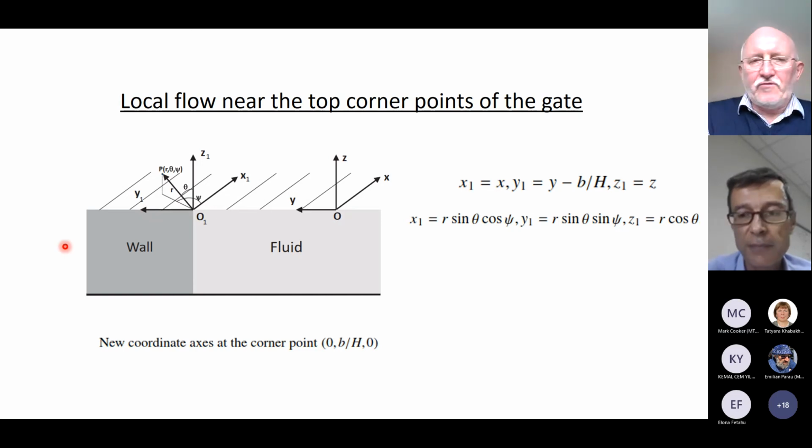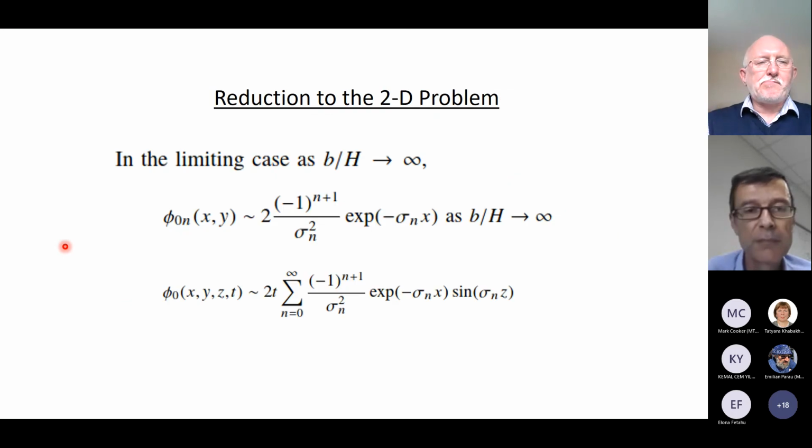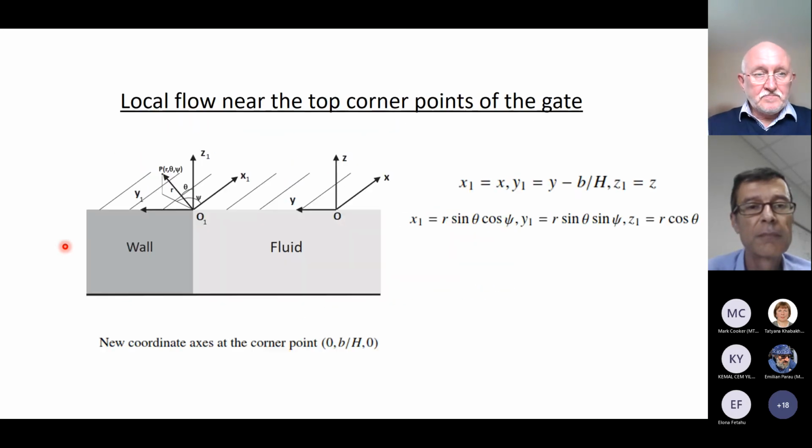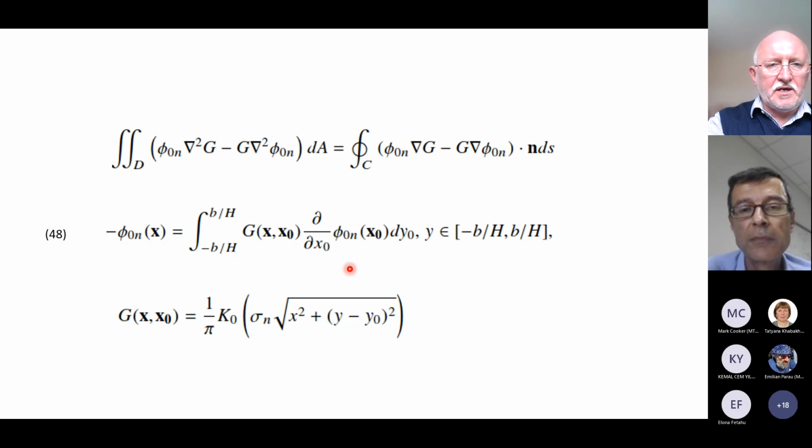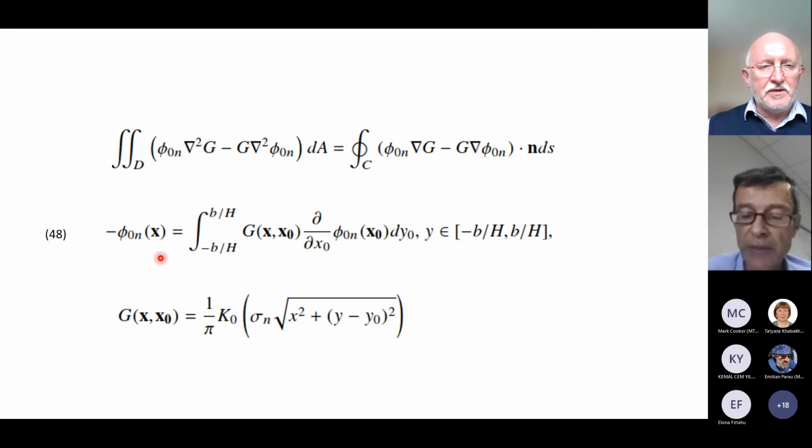Well, could you show equation 48? Yes, so that is the integral equation. And you said that the derivative under the integral is to be determined, right? Yes. How about the left-hand side? Is it given, phi 0 n? Yes, between minus b over h and b over h, it is given.